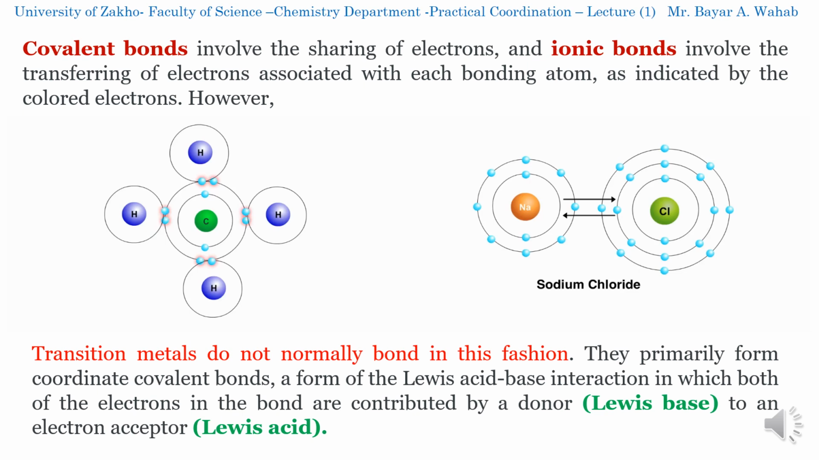Here we have sharing of electrons, but in ionic bond, sodium has only 1 electron in its outer shell, therefore it tends to lose it, while chlorine has 7 electrons and tends to accept 1 electron to form an ionic bond between the sodium and chlorine. Sodium carries a positive charge because it loses 1 electron, and chlorine accepts 1 electron.